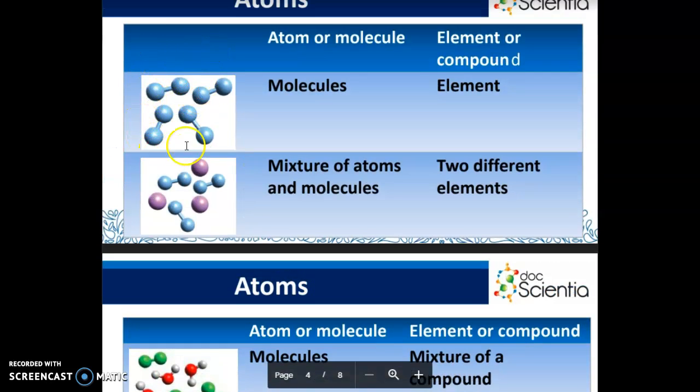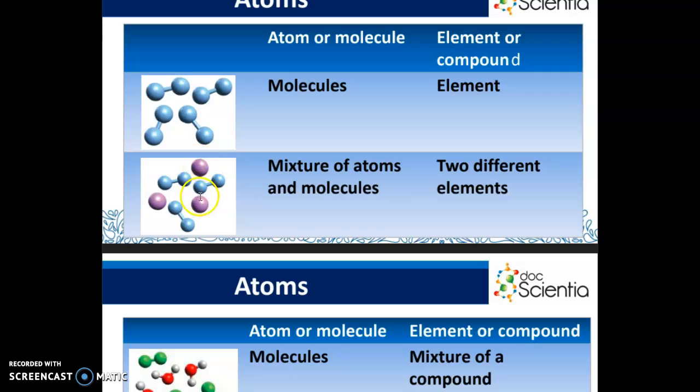Is this picture a picture of an atom or a molecule? Molecules, because there's many of them. That's not single. They're connected to something. Is this an element or a compound? It's an element because it's two of the same. Is this a mixture of an atom? What picture is this? Is it an atom or a molecule?